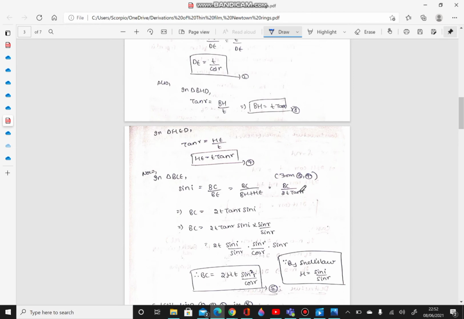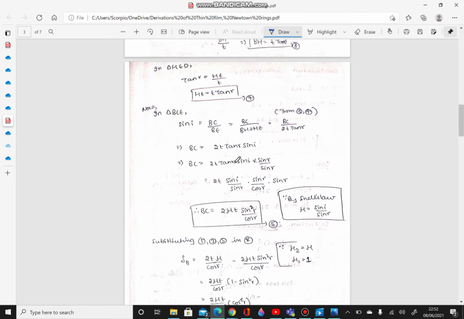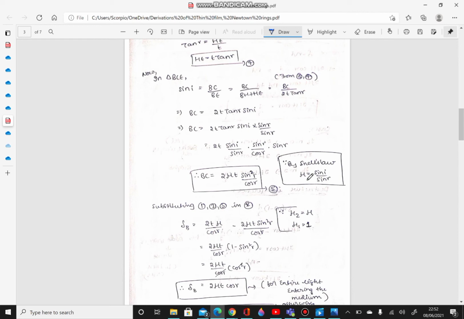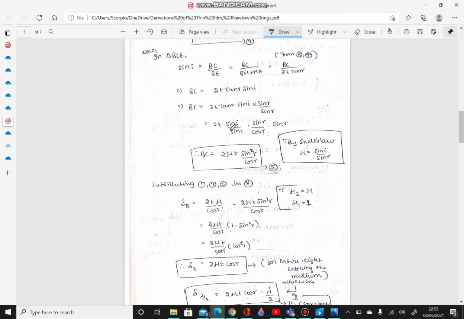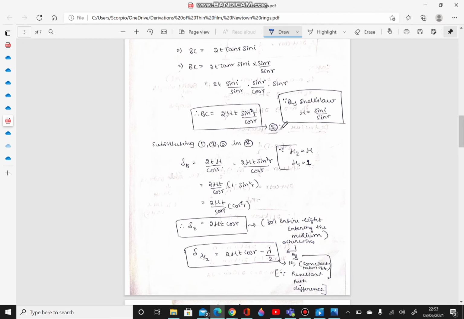So sin i equals BC by 2t tan r. And from this we can write BC as 2t tan r sin i. For our convenience, we'll multiply and divide by the term sin r in this expression, and we'll write tan r as sin r by cos r, and sin i by sin r, and the other term sin r is left here. We know from Snell's law that the refractive index equals the ratio of sin i to sin r, that is mu equals sin i by sin r. So substituting sin i by sin r with mu, BC equals 2 mu t sin square r by cos r. Let's take this as equation 5.